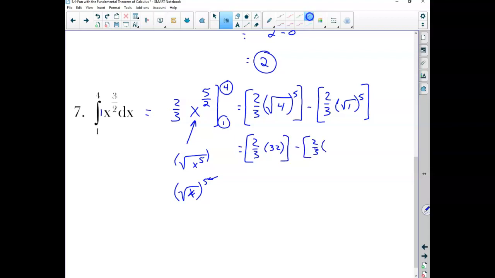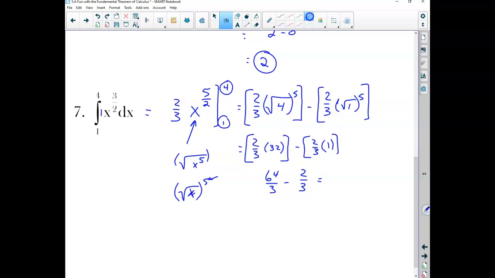2/3. Square root of 1 is 1, to the 5th is 1. So this is really giving me 64/3 minus 2/3 gives me 62.